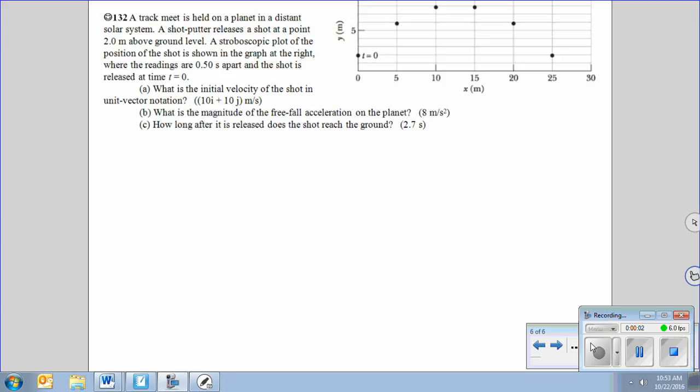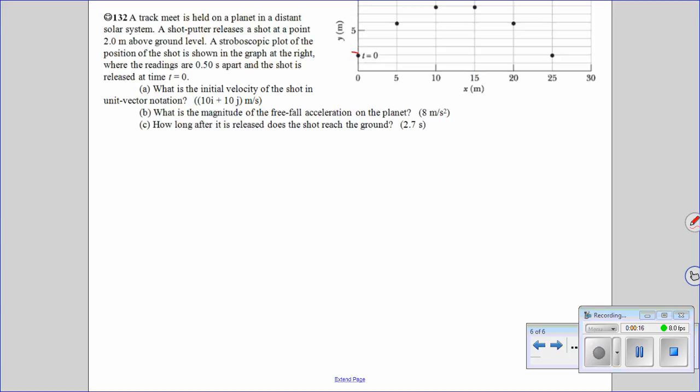All right, this is problem 132 from chapter 4 of the Halliday and Resnick book. So we've got this track meet where they're having a shot put contest. It tells us that a shot putter releases a shot at a point 2 meters above the ground. And here's our plot of the position of the shot every 0.5 seconds. So this is 0.5 seconds, this is 1 second, 1.5 seconds, 2 seconds, and 2.5 seconds later, it's back to a height of 2 meters, right?